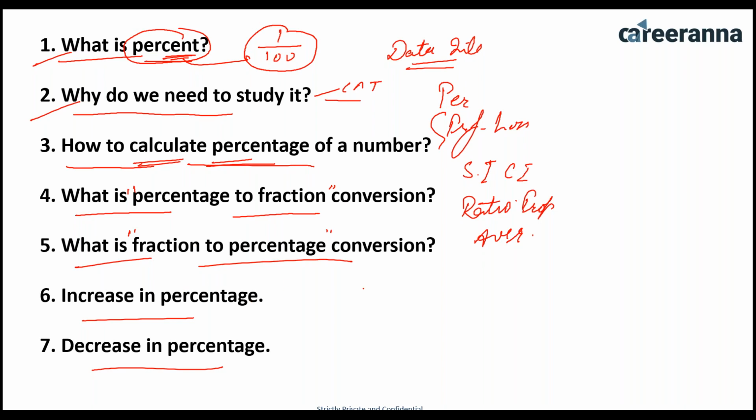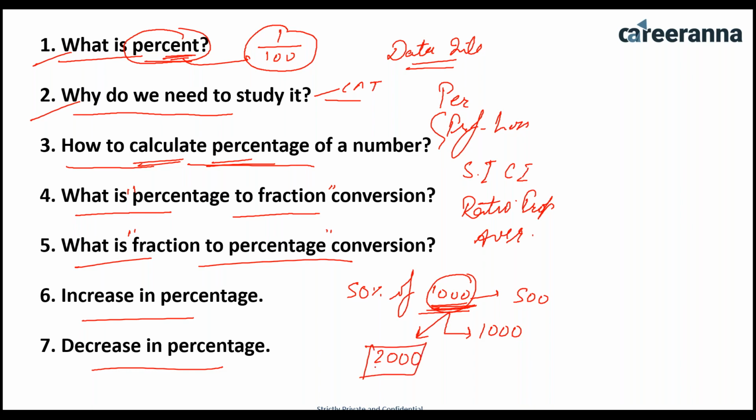So like there is a question, 50% of 1000. Very easy, we can easily do it. 50% of a number is half of that number, that means it is 500. If I have to calculate 100% of 1000, it would be the number itself, it is 1000. And if I ask you to calculate 200% of this number, that means the number would be 2000. Is it clear to all? Yes, no?